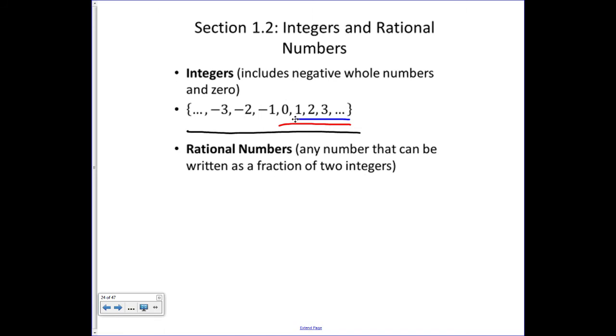Beyond the integers, we have rational numbers. Rational numbers are essentially fractions, numbers that can be written as a fraction of two integers. So 2 and 5 are integers, and 2 over 5 is a rational number. It's a fraction of two integers. Negative 3 over 1, 8 over 7, 2 over negative 5. Those are all rational numbers. They're all fractions of two integers, fractions of two positive and negative whole numbers.